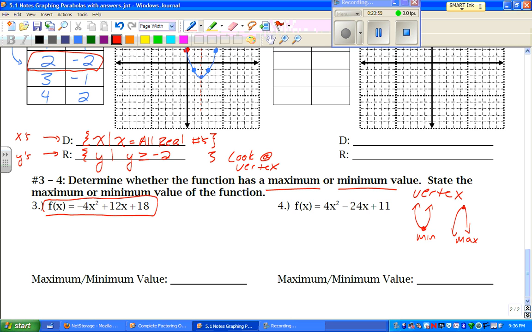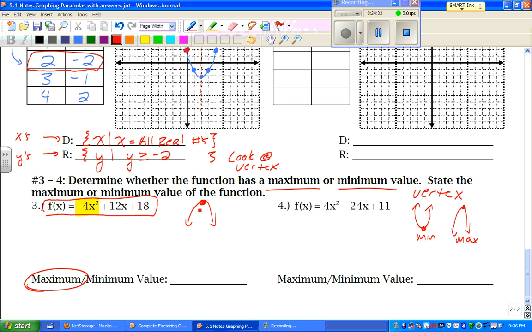Now you could graph it. We showed you guys how to do that yesterday with the calculator. But just by looking at it, what do you think? I hope you're saying that it opens down, and it does open down. Why? Because what's in front of the x squared? We have a negative. That negative means this thing opens down. So if it opens down, which one do you have, a maximum or minimum value? You got it. You got a maximum.